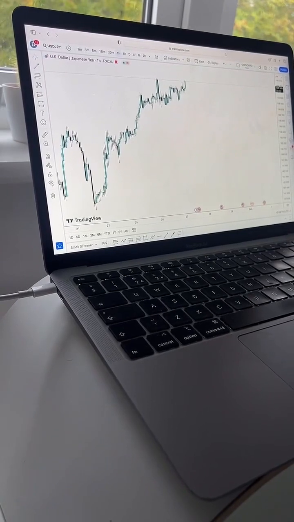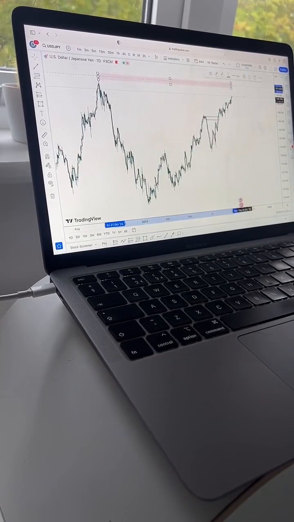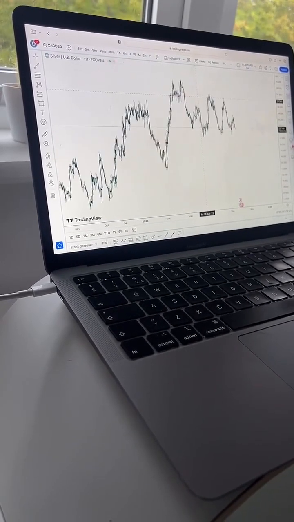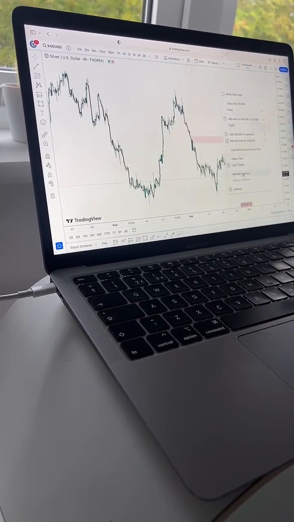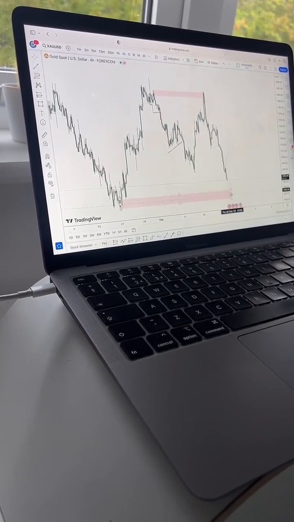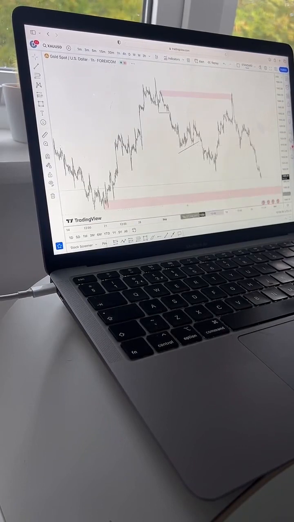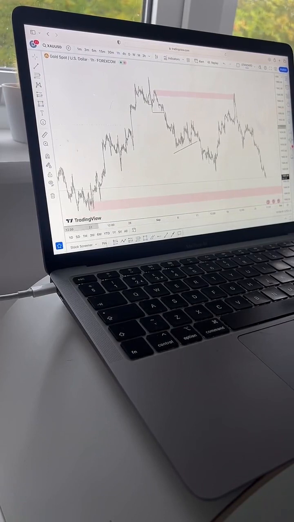US dollar, Japanese yen. It's pushing to this high. Won't be doing that until it reaches that really. Then you have silver, nothing happening here. And gold, looking for this bottom buy zone. Once it reaches here, I'd be interested in possibly taking some buys. But yeah, that's pretty much everything.